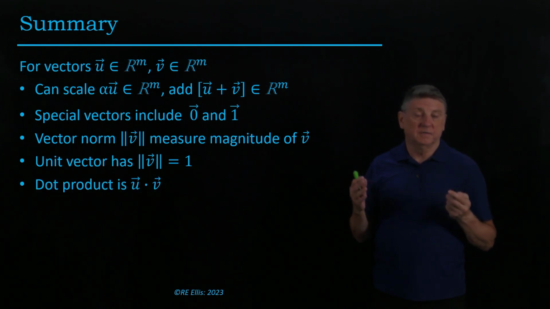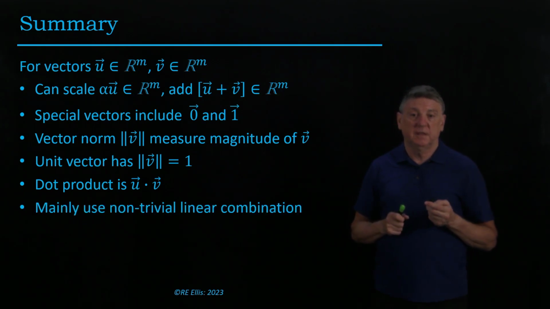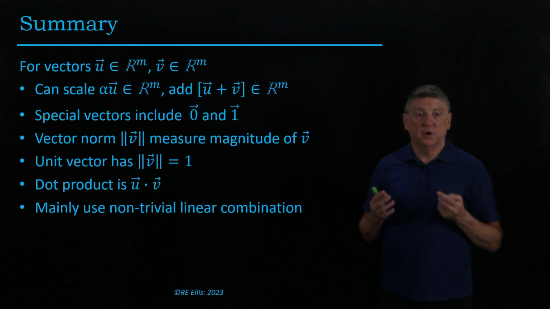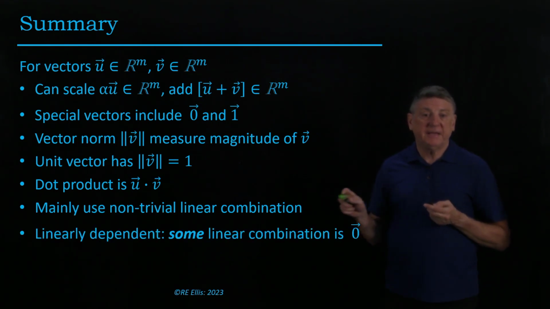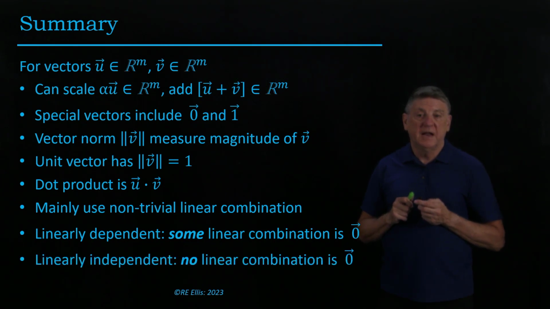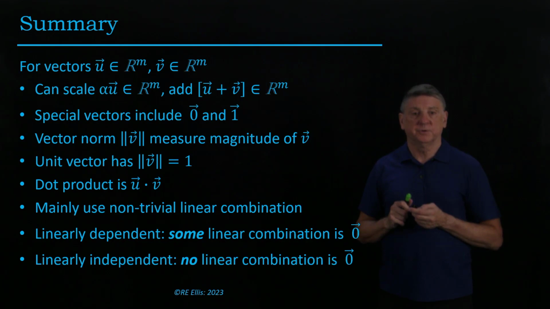The dot product of a pair of vectors is represented using an infix notation. If we have a non-trivial linear combination of vectors, they're linearly dependent if some non-trivial linear combination is the zero vector, and they're linearly independent if no non-trivial linear combination produces the zero vector.